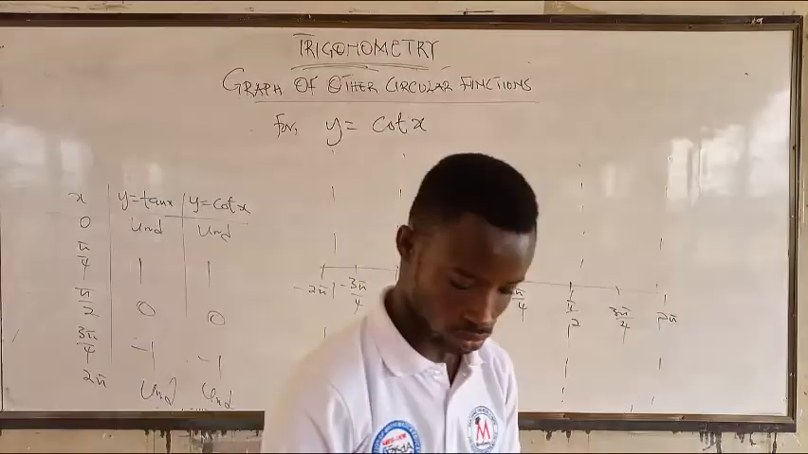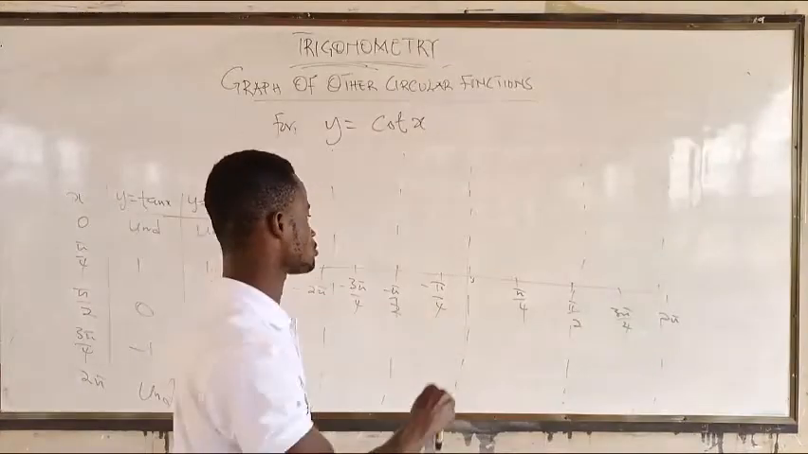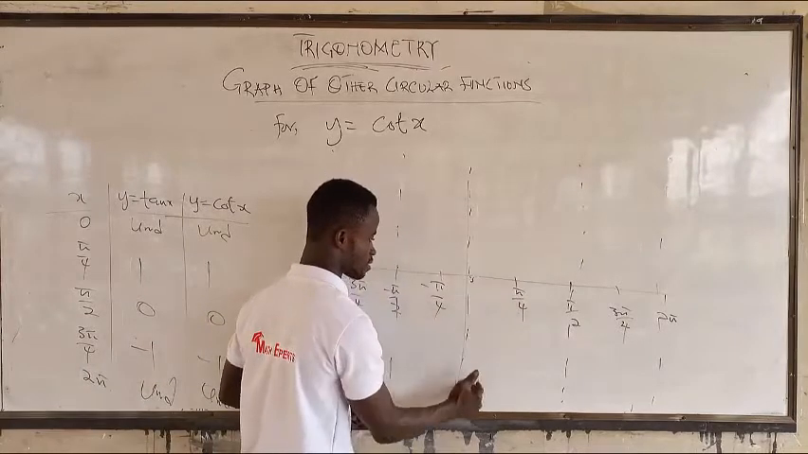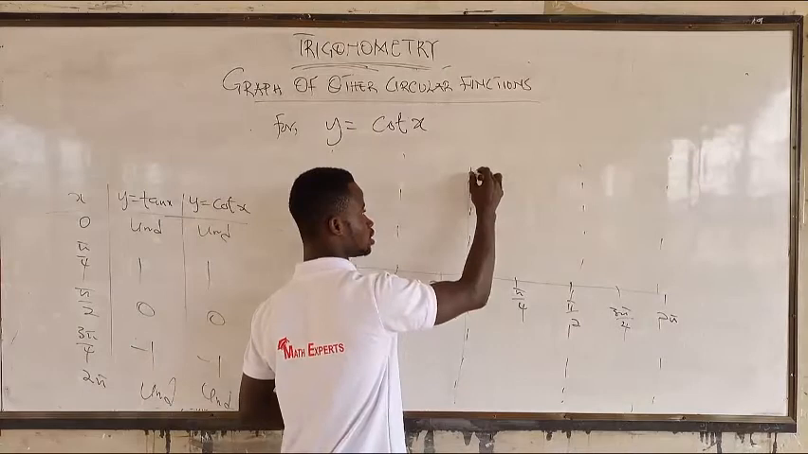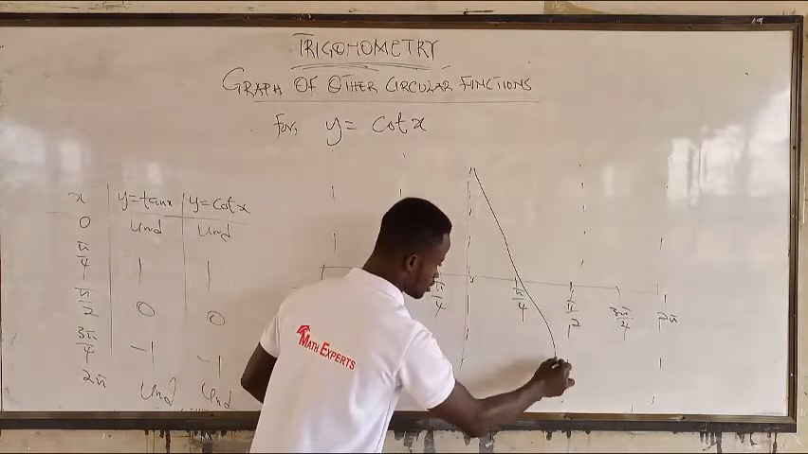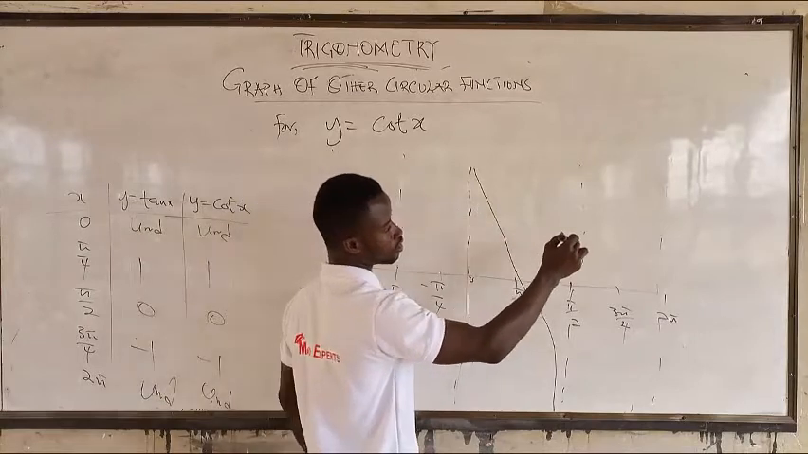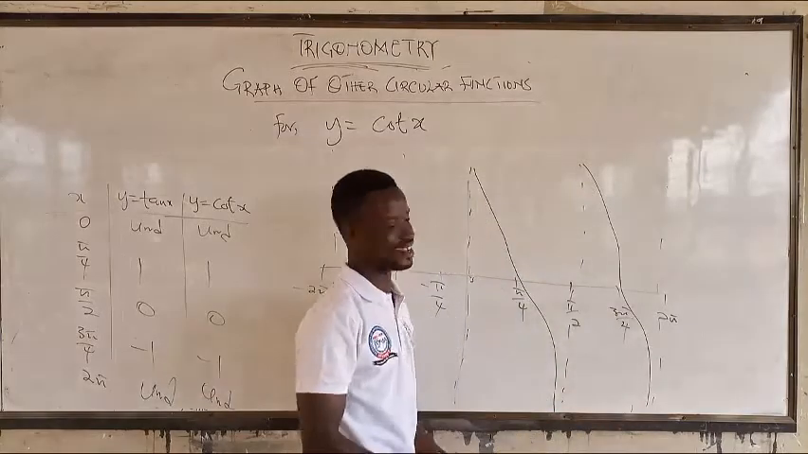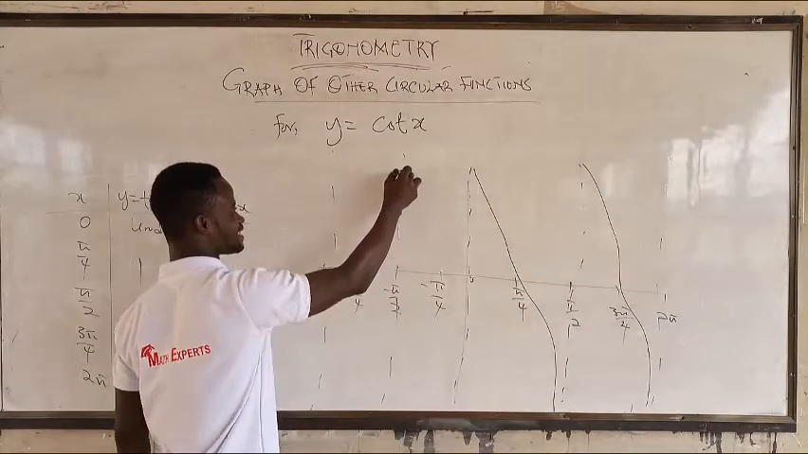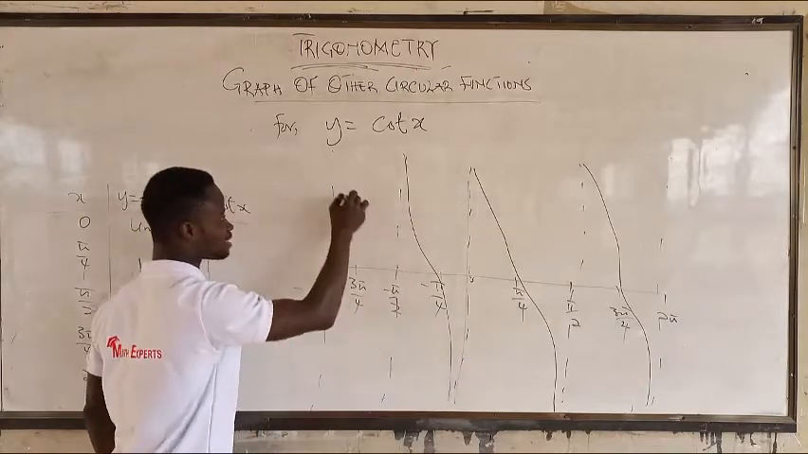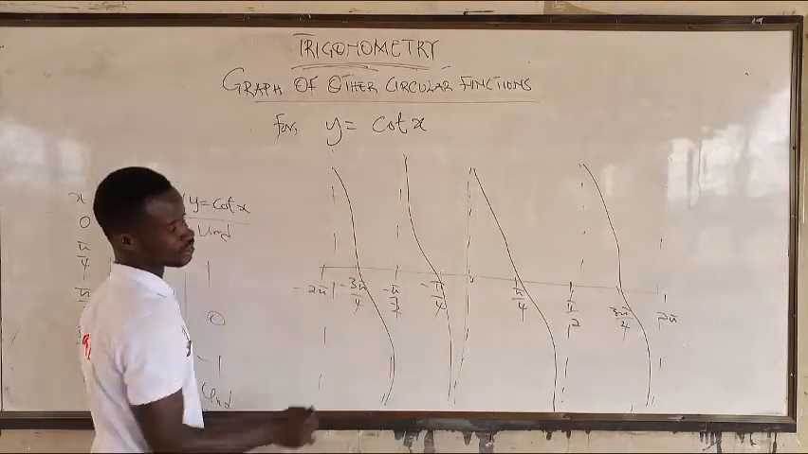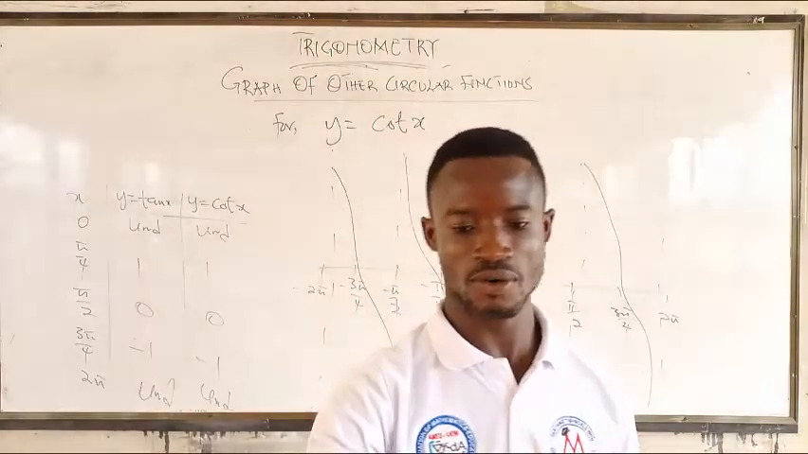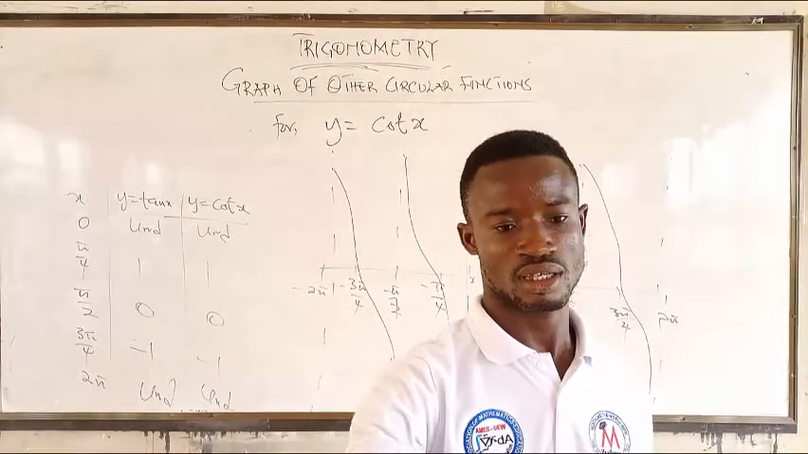Very good. So if tan will be like this, then for cot, it will be like this. Nicely sketched. Take it like that. It will be like this. That is going to be that for cotangent.